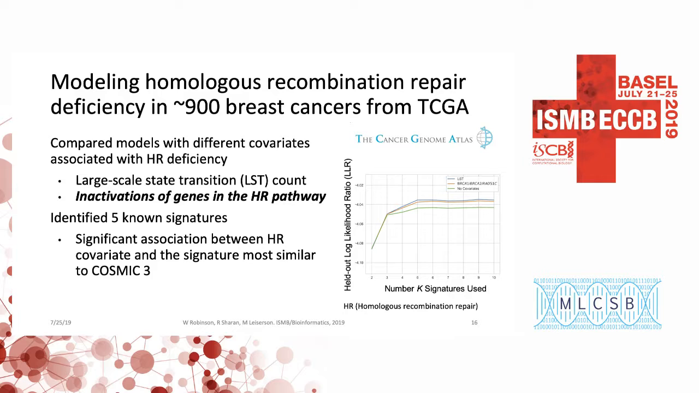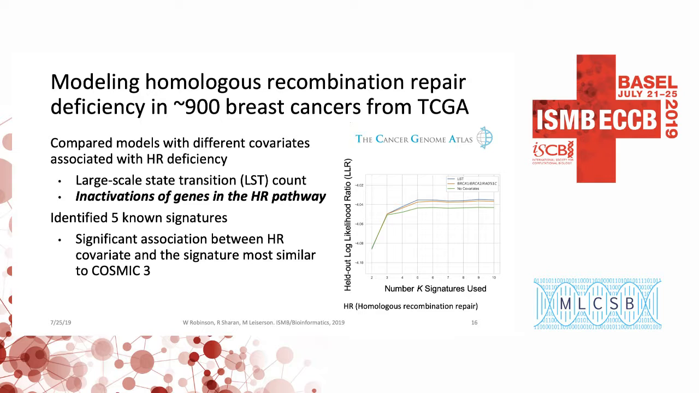Next, we wanted to test this model on a real data set. Given our interest in signature 3 and homologous recombination, we looked at 900 different breast cancer samples from TCGA. The first thing we did was experiment with different covariates to represent homologous recombination efficiency. We focused on the LST count, which is the number of chromosomal breakages greater than 10 megabases, a continuous value. We also looked at the inactivation of genes in the HR pathway, and we compared them using held-out log likelihood.